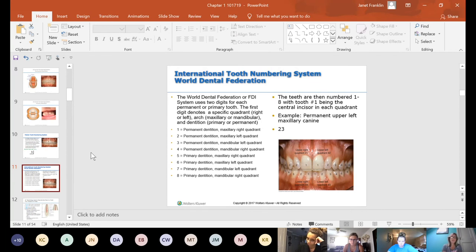Believe it or not, this is on boards too. But once we get past this chapter, we're always going to be using the universal numbering system. In clinic, that's what we use. In private practice, that's what you're going to use. For insurance companies, that's what you're going to use. So focus really hard on just learning the universal numbering system.